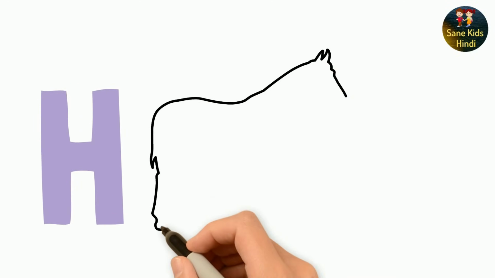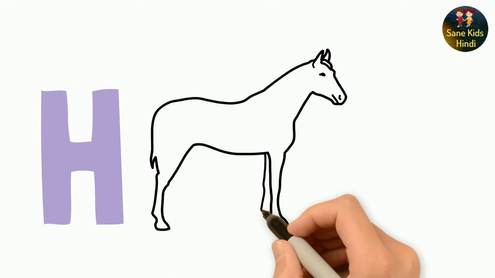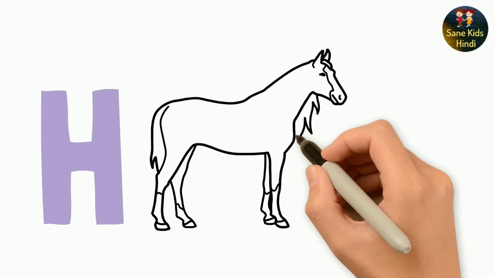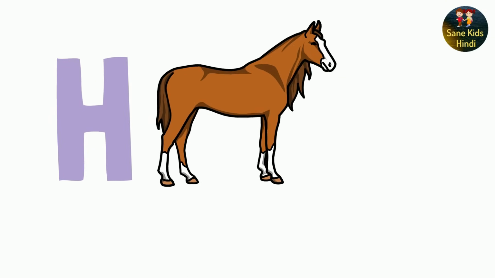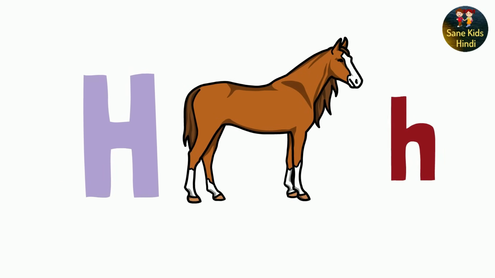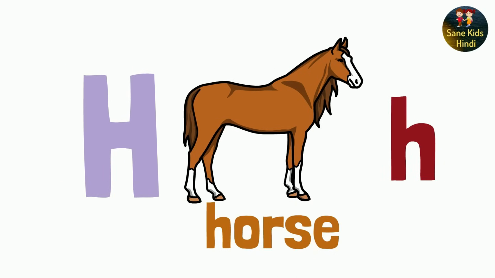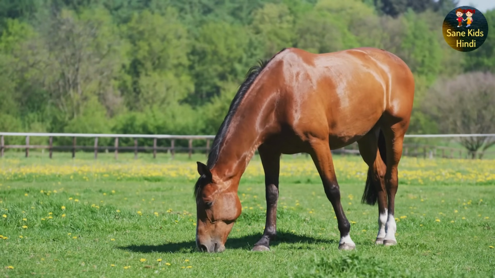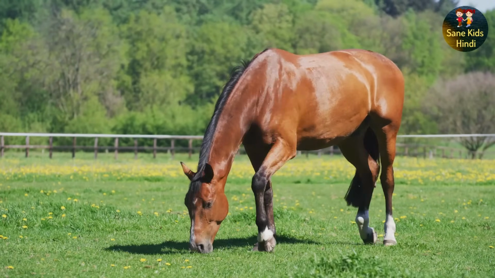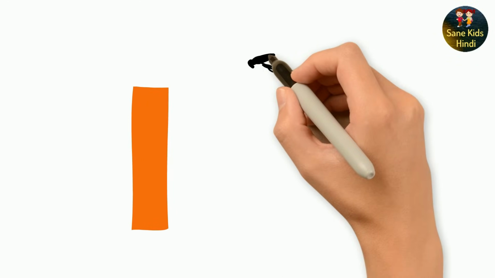A, B, C, D, E, F, G, H. H for horse. Q, R, S, T, U, V, W, X, Y, Z. H for horse. Say with me, horse.